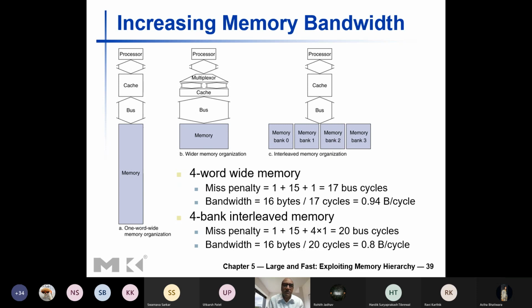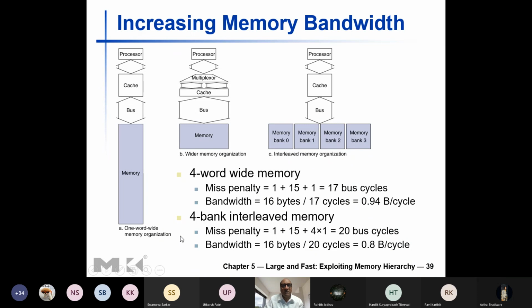And again, if you increase the block size, the problem is that when a miss occurs, fetching the block from main memory to the cache requires a reasonable amount of time. That means the miss penalty is whatever is associated with fetching the block from main memory to the cache. So that has to be taken care of properly.